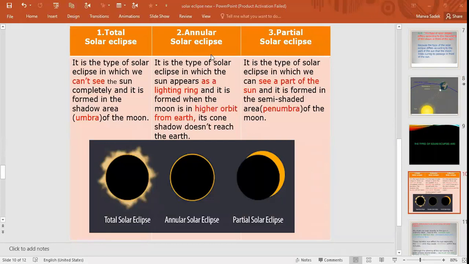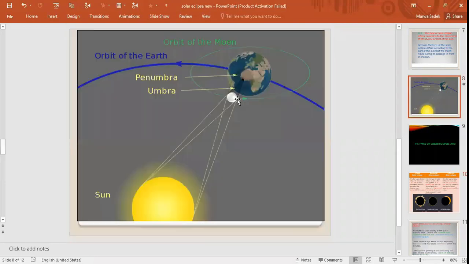What about the annular solar eclipse? In the annular solar eclipse, I can see the sun as a lighting ring. This happens when the moon is in a higher orbit from the earth. Look at this picture again. So this is the moon here, right? But if the moon is not here and it's in a higher orbit from the earth, this means the annular solar eclipse will take place. This means the sun will appear as a lighting ring.